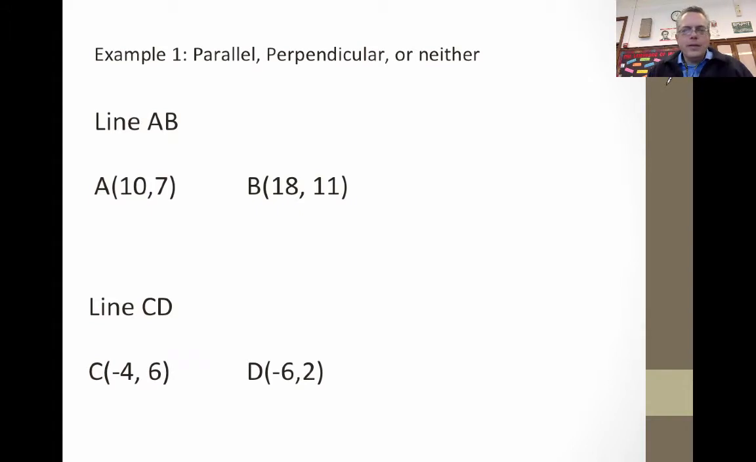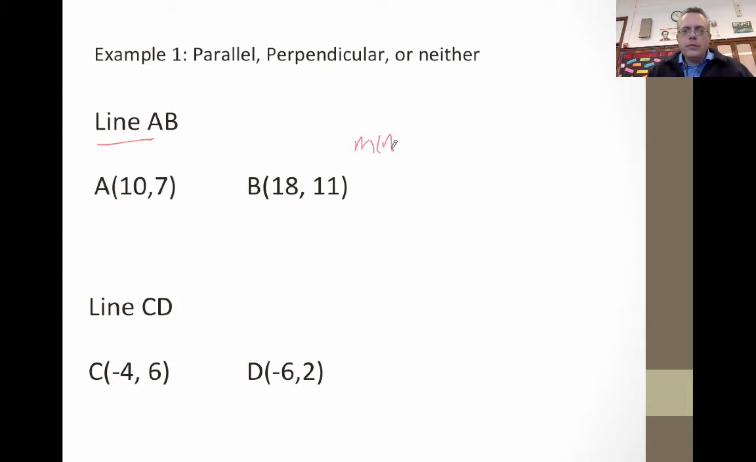So we have a line AB. That's our first line, and it goes through points A (10, 7) and B (18, 11). We have line CD that goes through these 2 points. So without drawing a picture, we're going to find out if these lines are parallel, perpendicular, or neither. So we're going to start with slope.